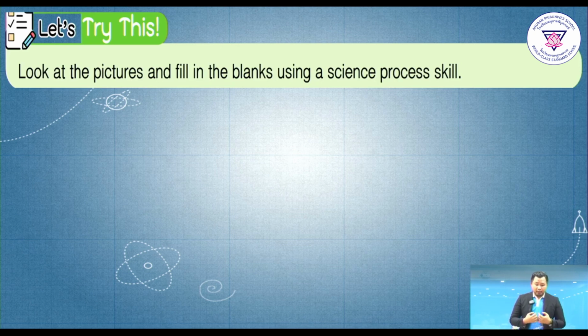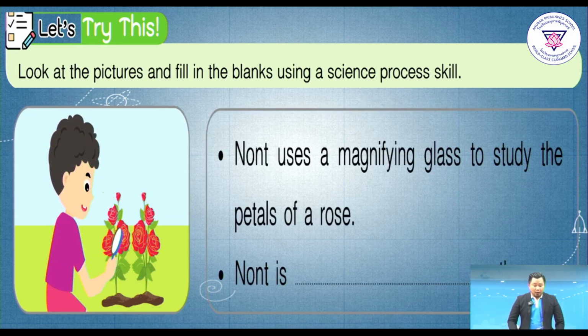Let's try this. Look at the picture and fill in the blanks using a science process skill. First, Nont uses a magnifying glass to study the petal of a rose. Can you see the picture? What is Nont doing? Can you guess the answer? Okay. Nont is correct. Nont is observing the rose. Why? Nont is using a magnifying glass, meaning to say you observe something through the glass.